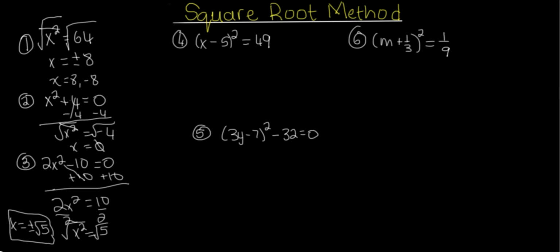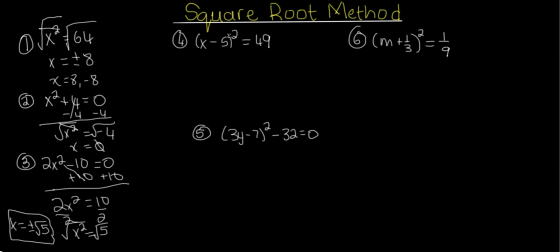I tried to squeeze in as many examples as I can on the board so that you can see different types of scenarios of how to work this out. So just bear with me on the space. Number 4, I have parentheses, x minus 5 squared equals 49. So when you have parentheses, you just want to make sure the part that is squared, which is what's in your parentheses, is isolated all by itself, which it is for number 4.